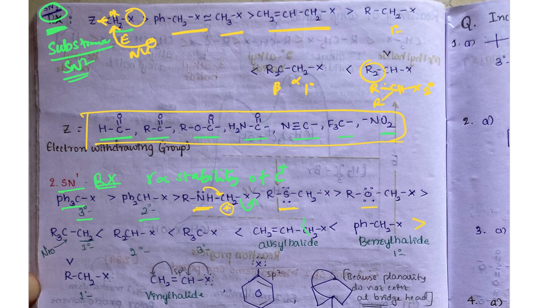Benzyl, next allyl, next tertiary, then secondary, then primary. Like this group: carbon, halogen, and this is CH2. At the beta carbon we have bulkiness of 3. Anyway, it comes under primary type. That is why it is less reactive. So the little mistake was the reversed order. The orders are like this.